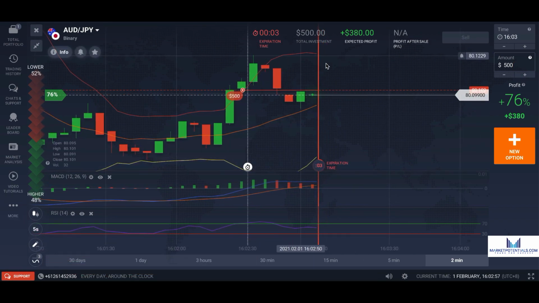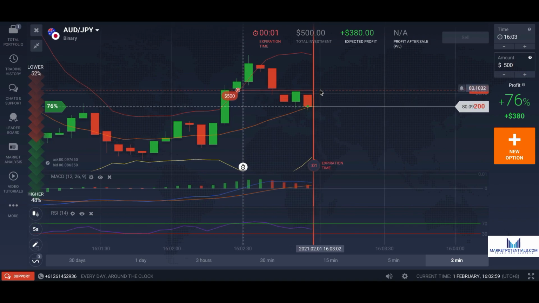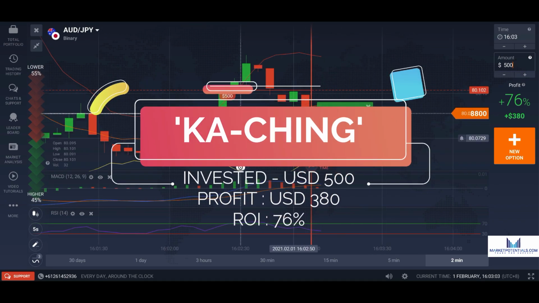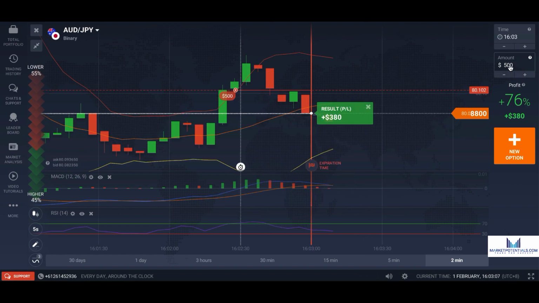But as you can see, I've got about 4 seconds left. As long as it stays below this red line, I'm in the money, and I just made $380, all right? I've put in $500, the deposit, as you can see here. That's $500 at this point.